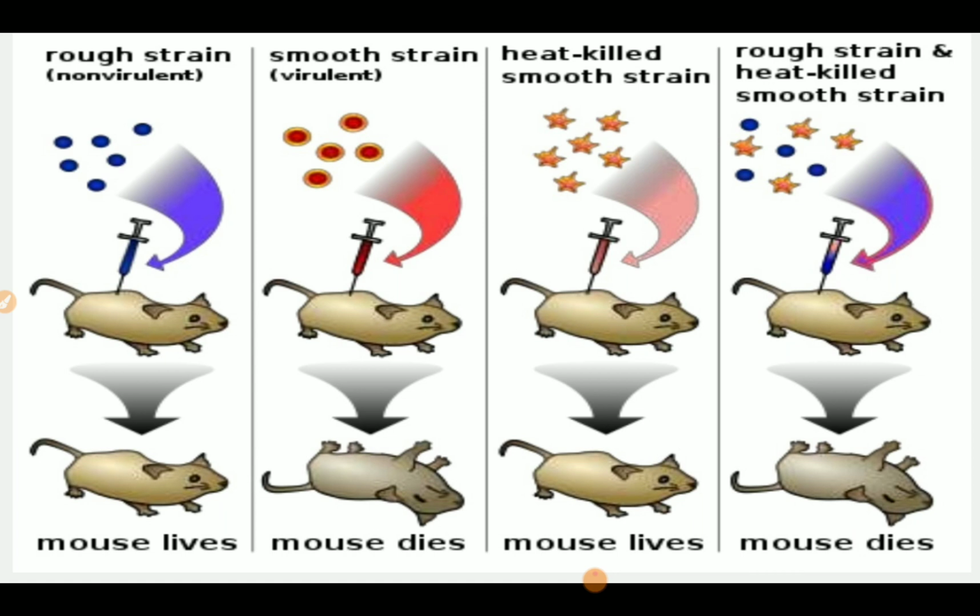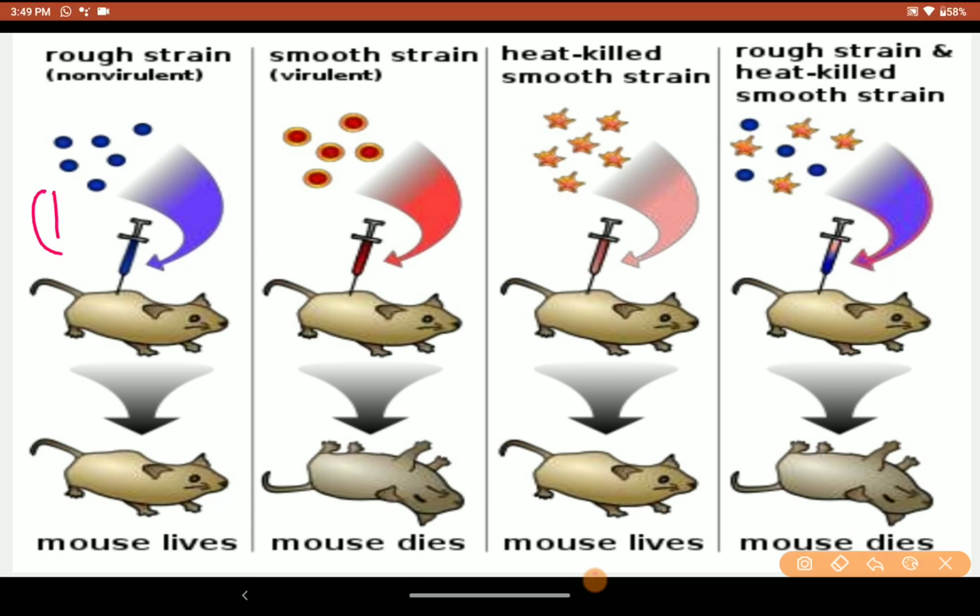Now Frederick Griffith tested the virulence of the two strains by injecting the live R type and the live S type separately into the mice. So when he first injected the R strain into the mice, that was a non-virulent strain, so no pneumonia was caused. So mice did not die, mice survived.